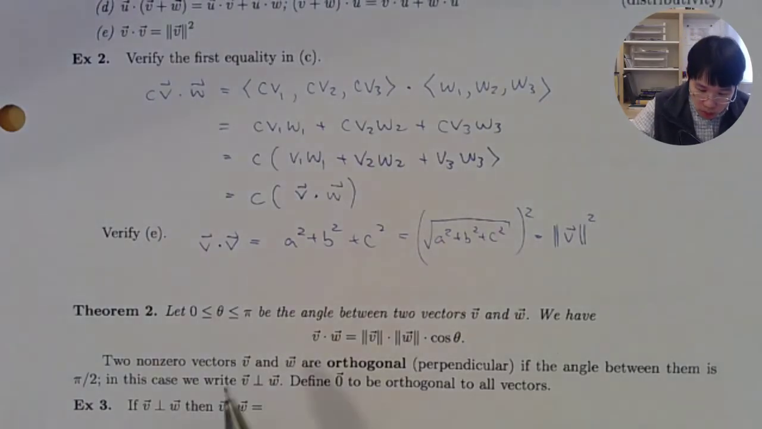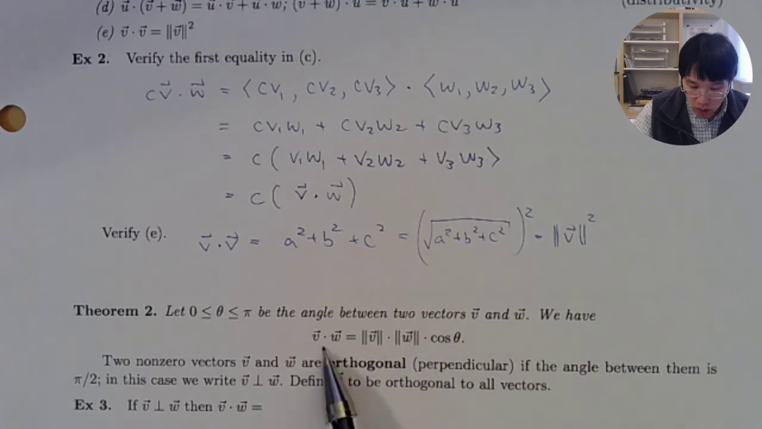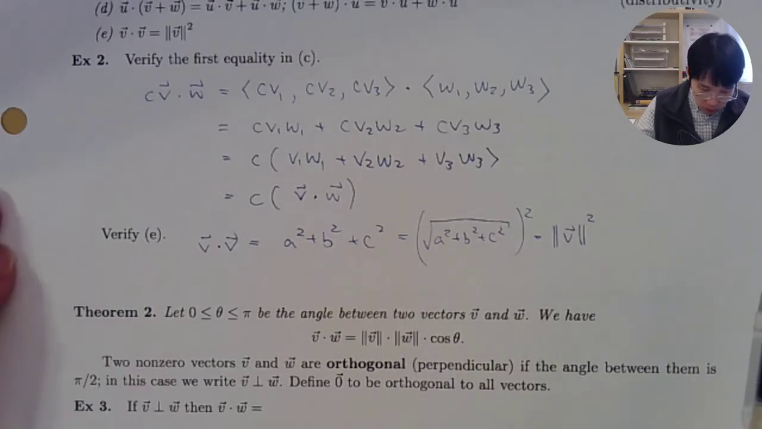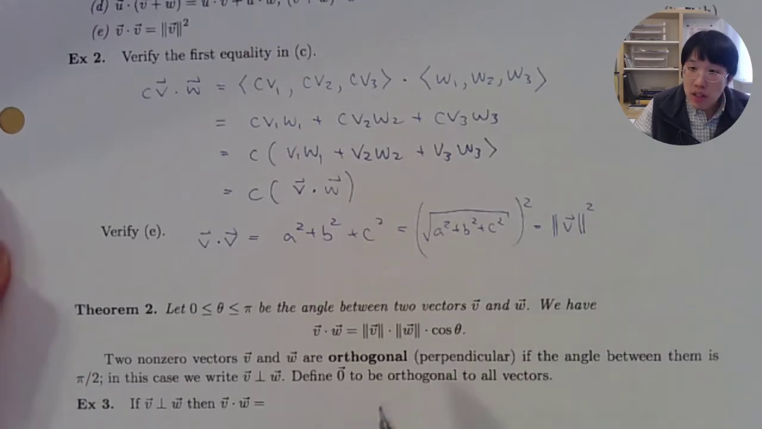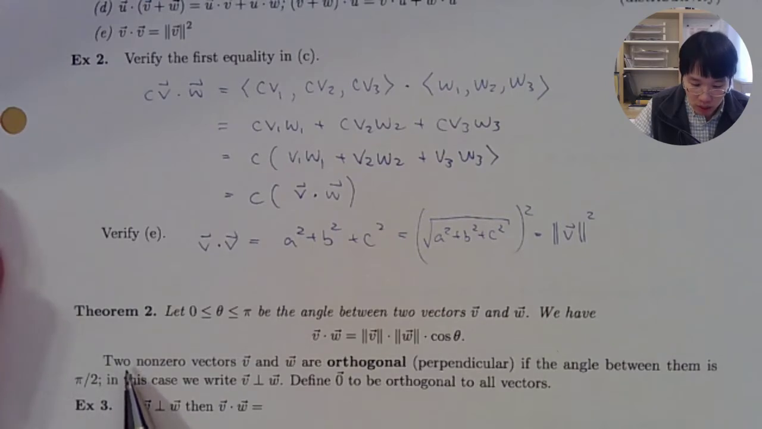Now the second theorem says that if we have two vectors V and W, then their dot product is also given as the length of V times the length of W times the cosine of the angle in between those two vectors. And I could prove this, but instead let's take this theorem by faith, and then let's continue thinking about what this leads us to.